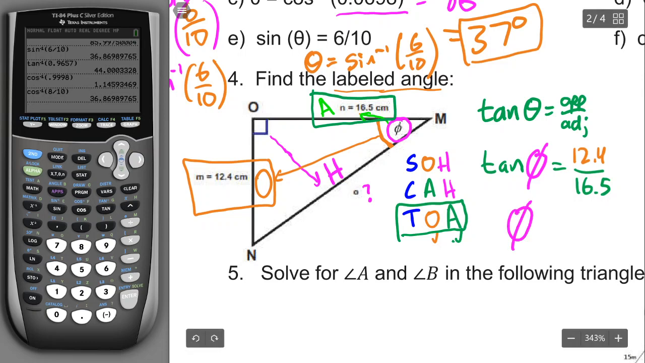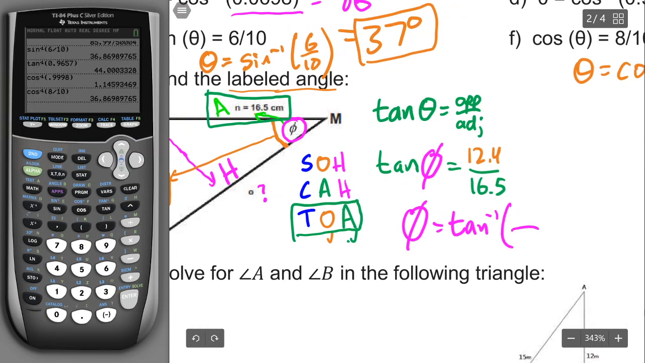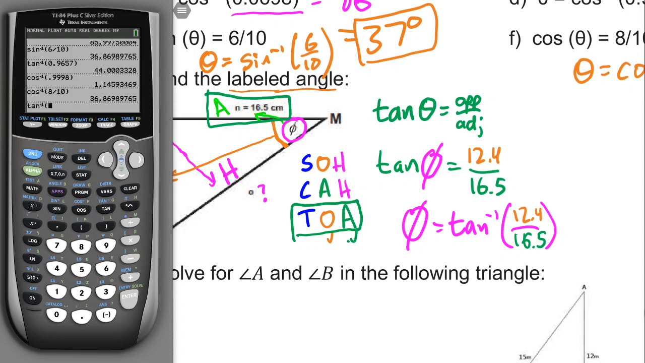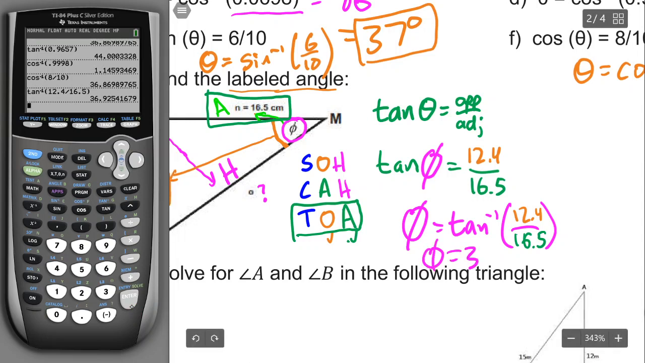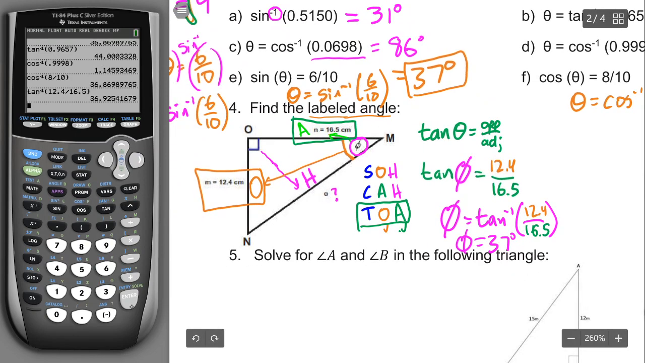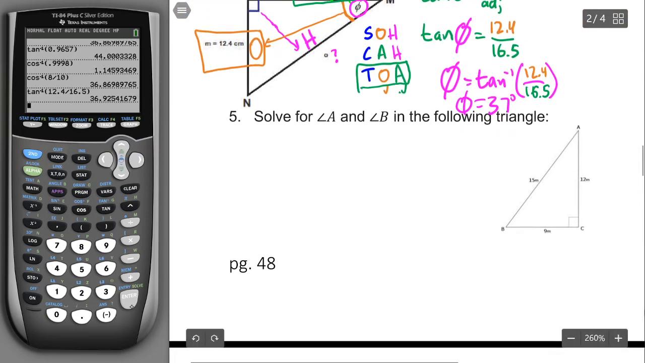So phi then is tan inverse of my opposite over my adjacent. So I'm going to do second tangent of 12.4 divided by 16.5. And that gets us 36.9, 37 degrees if you round. So phi is 37 degrees. Okay, that's how you solve for an angle. Okay, let's try this one here.